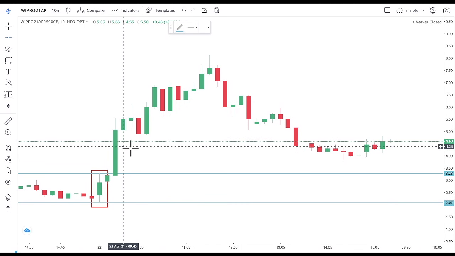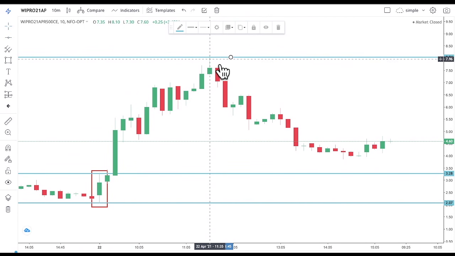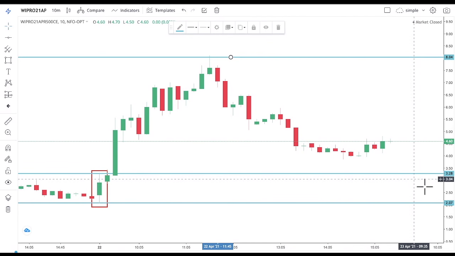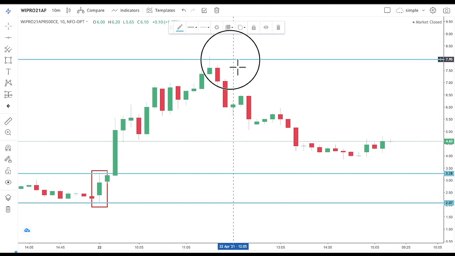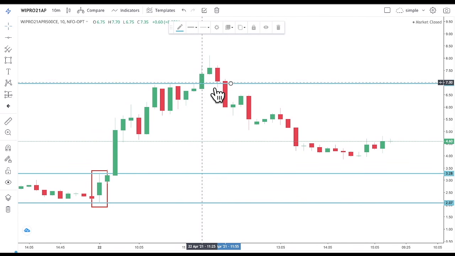Please remember 3800 rupees is the risk. Now, how far the stock went? See, the stock price went up to this level, right? From 3.2 rupees it went up to 8 rupees, but let's not consider 8 rupees. Let's say we exited the trade here somewhere 7 rupees. Okay, so let's understand what happened here.